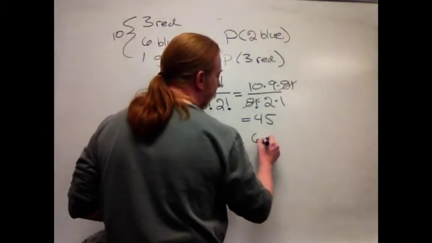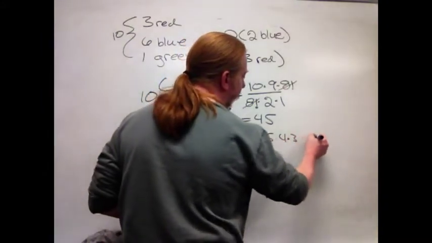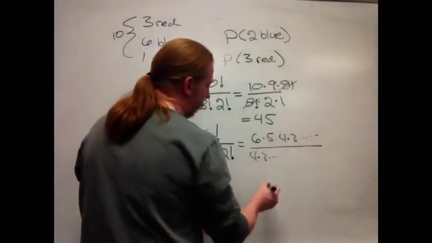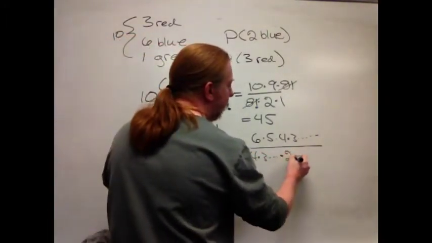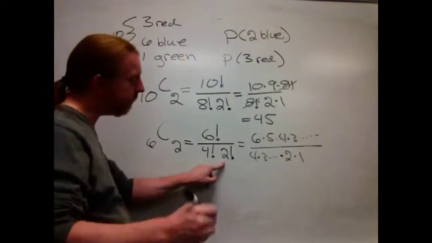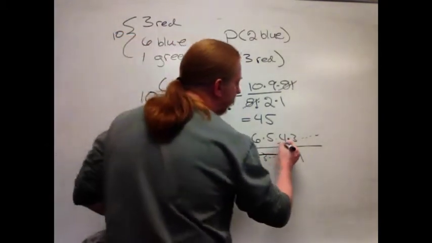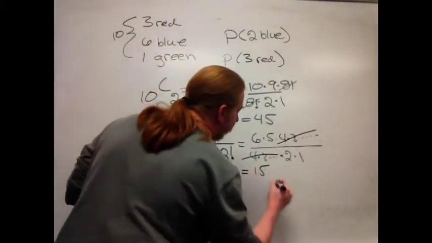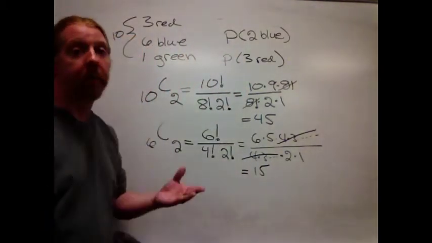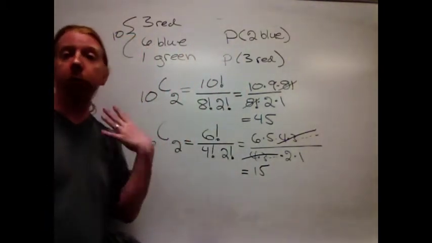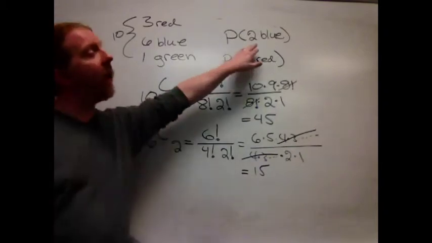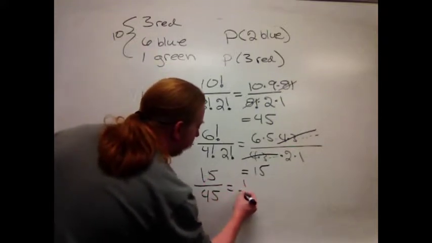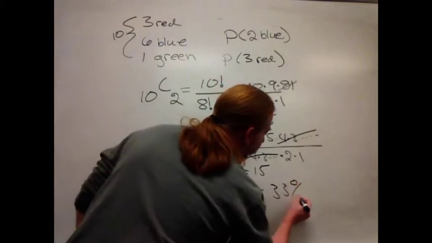So this is going to be 6 times 5 times 4 times 3 and so on, divided by 4 factorial, which is 4 times 3 and so on, times 2 times 1. There's my 2 factorial. So the 4, 3, and so on are going to cancel, and then I can simplify what's left. I'm left with 15. So the probability that I'm going to reach in the bag, choose 2 marbles in any order I like, and they both happen to be blue, would represent 15 out of 45, which reduces to 1/3, or 33%.